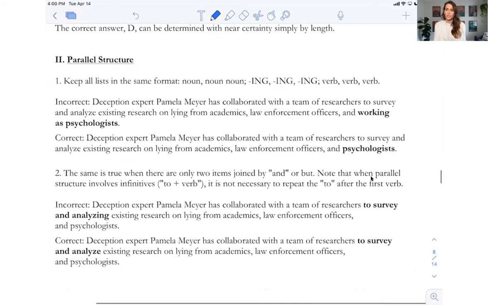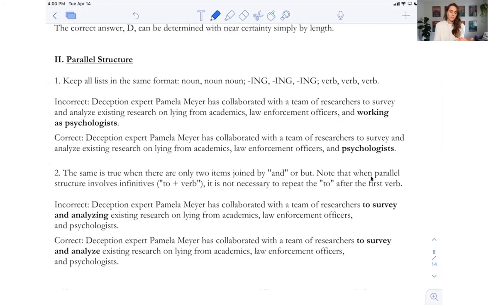So parallel structure: when you have items in series, you're going to want to make sure that they match in structure. So if you have an ing, you need more ings. If you have the word to preceding it, you need more tos. So you're going to make what is underlined match what is not. You're going to look for clues in a part of the sentence or paragraph that is not underlined to see what you should change in the underlined portion.